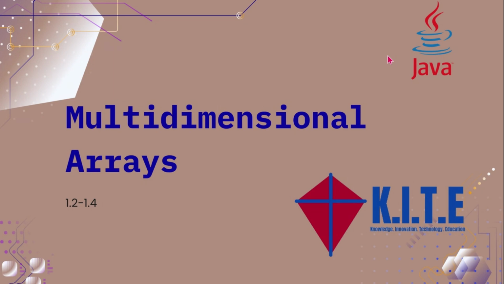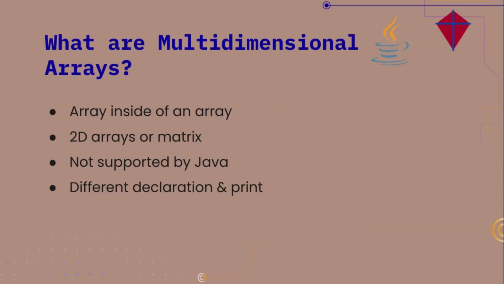Today, we're going to learn about multidimensional arrays. What are multidimensional arrays? Multidimensional arrays are arrays inside of an array. They are also known as 2D arrays or matrix. Java doesn't support traditional multidimensional arrays like in C, but there are many ways to create and access them. However, they are declared and printed differently than regular arrays.